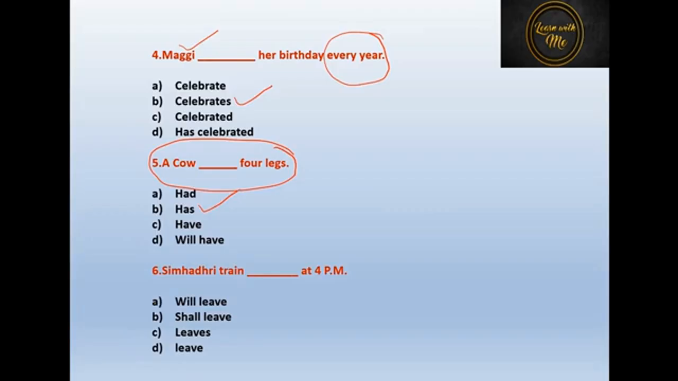Now look at the sixth question. Simhadri train blank at 4 p.m. Will leave, shall leave, leaves and leave. So the answer is option C, leaves. This is also, students, it is in simple present. So let me explain. Simhadri train leaves at 4 p.m. daily. So that is the reason it is leaves.